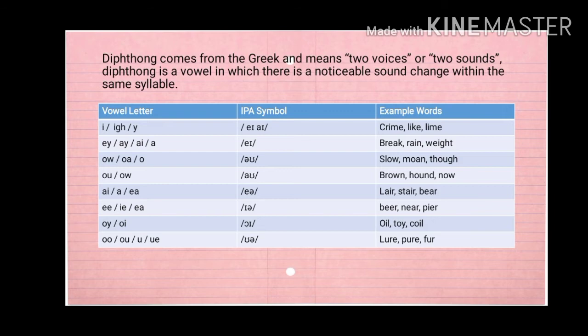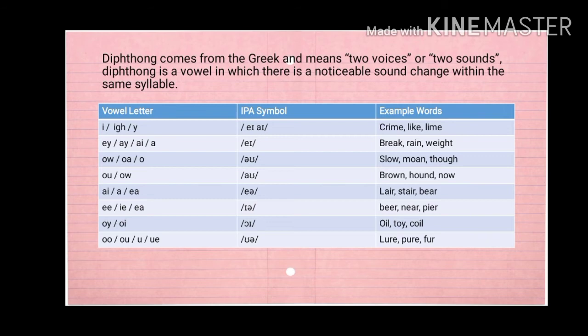And the fourth is O. This diphthong creates sounds similar to O and most often occurs with letter combination that include O and O. Example, brown, hound, now.